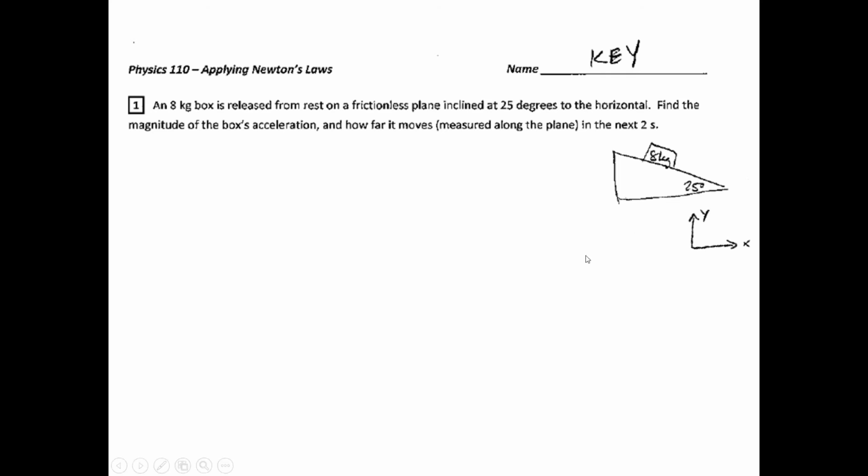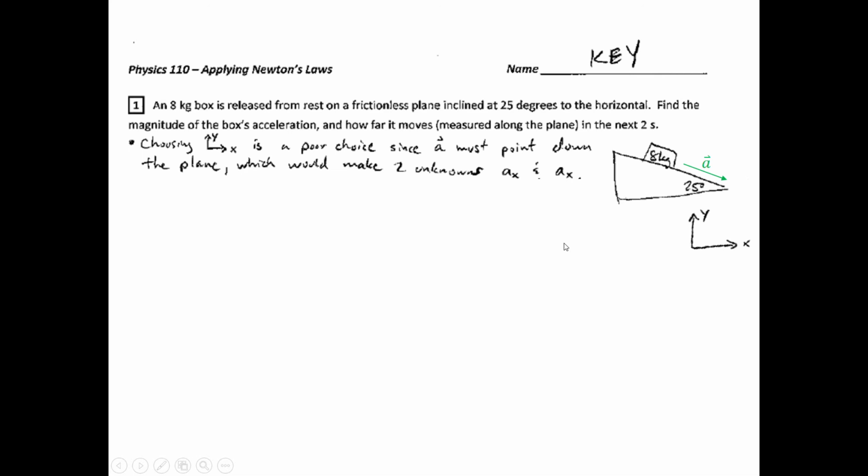So why not try this? The answer is you can try it, and you'll find out that things go a little bit haywire. The reason that choosing horizontal and vertical axes like this is a bad idea when you're looking at a box on an inclined plane is because we know that the subsequent motion is going to be along the direction of the plane. This plane has no friction, so it's like a box that's sliding on ice or something like that, very low friction. And so if we release it from rest, it's going to start accelerating in that direction.